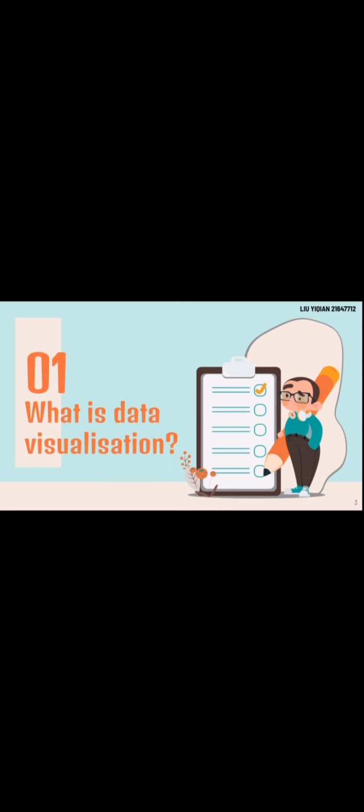Part 1 is about what is data visualization. Firstly, we will talk about the definition of data. The writer used one sentence to summarize it: the representation and presentation of data to facilitate understanding. I have already highlighted some keywords. It's about representation, presentation, data, and understanding.